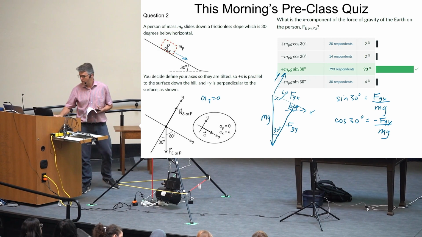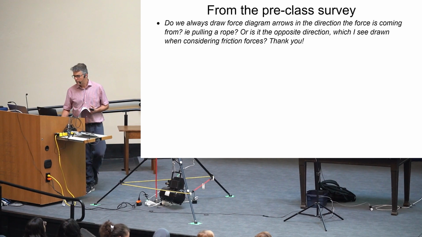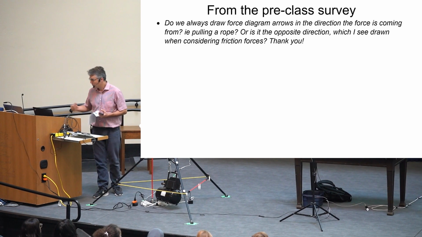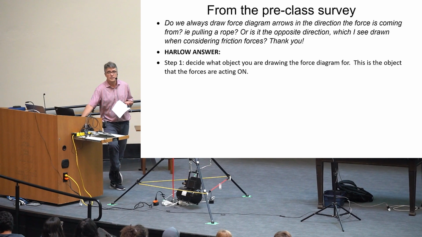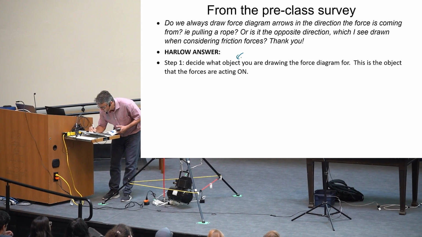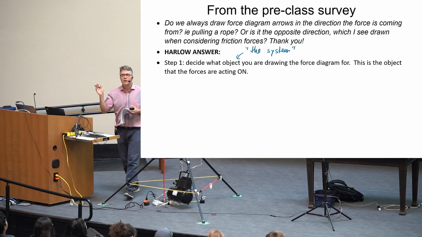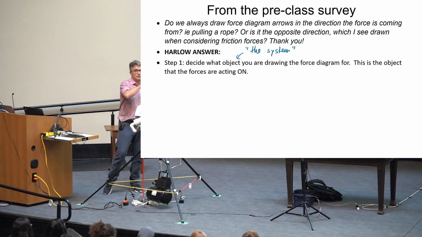Okay. Do we always draw force diagram arrows in the direction the force is coming from, i.e. pulling a rope? Or is it the opposite direction? So there's a couple different ways of doing this. They're all fine, I guess, but the style that this textbook uses and that I like to use, because it's a nice style, is first, I pick a system, right? What object you're... the book calls this the system. And then all the forces on a particular force diagram have to act on that system.